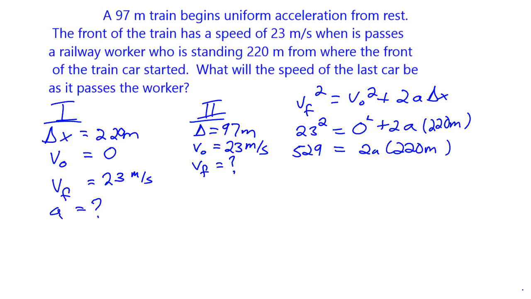We get 1.20 equals a. That's 1.20 meters per second squared. So that's our a for part 1, and it's the a for part 2 now as well.